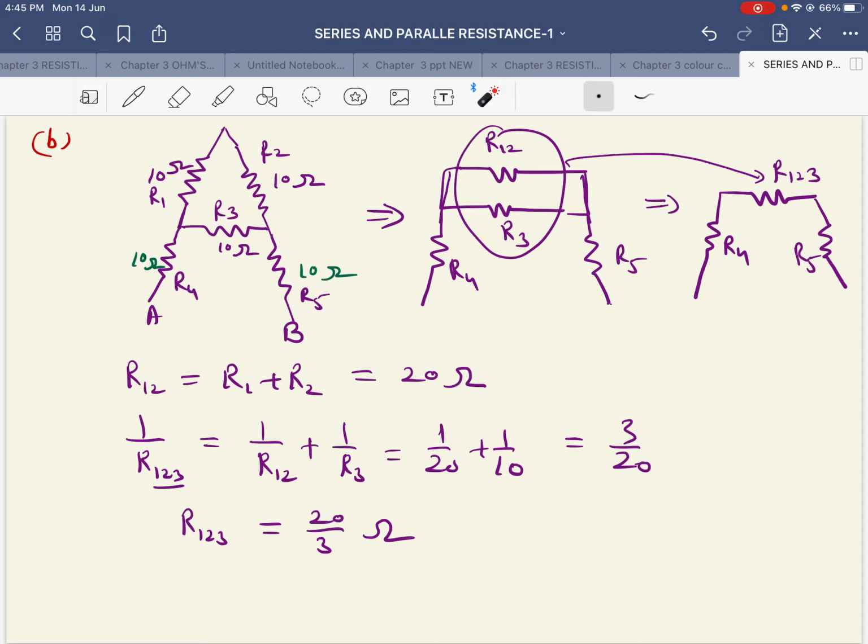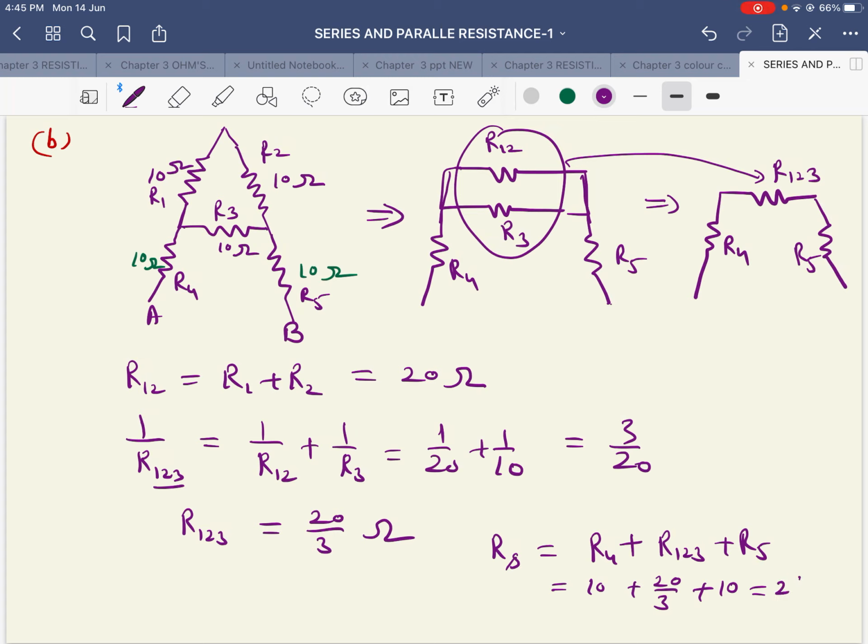Now the combination becomes one resistor, R123, with value 20 by 3, and R4 and R5 are connected in series. Then again we apply the formula to find the resultant R series, that is equal to R4 plus R123 plus R5. This is 10 plus 20 upon 3 plus 10. By adding this we get the answer, 26.67 ohm. That is the equivalent resistance of this combination.